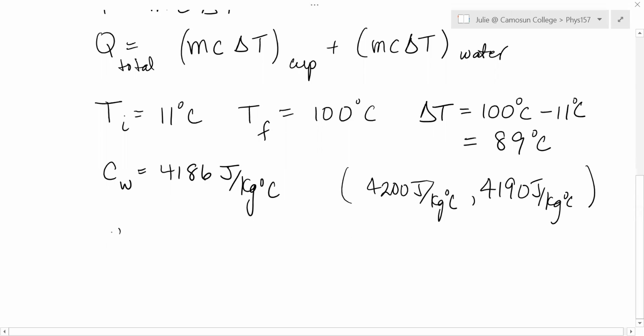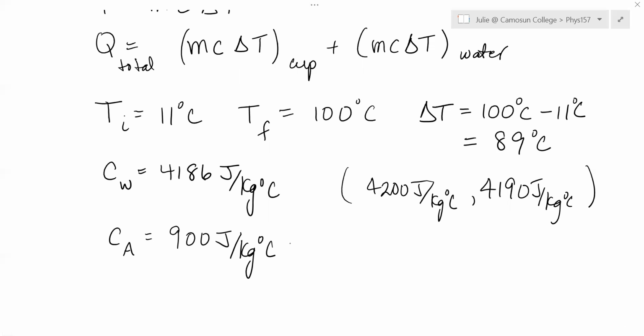Okay, and then for aluminum as well, depending on your source, sometimes you see 900, sometimes you see 920. This particular problem is using 900. So that is also another source of frustration. Hopefully these numbers will be given in the problem, so then you know which one to use.